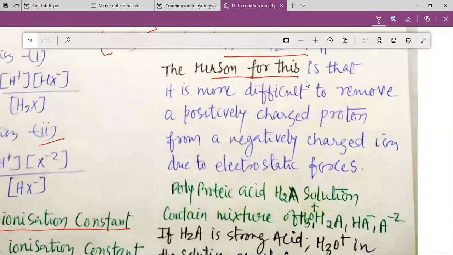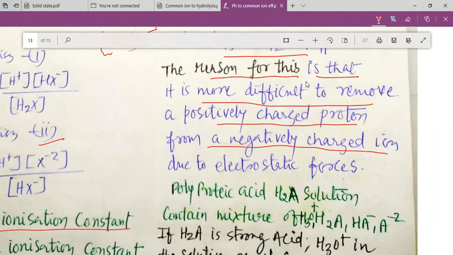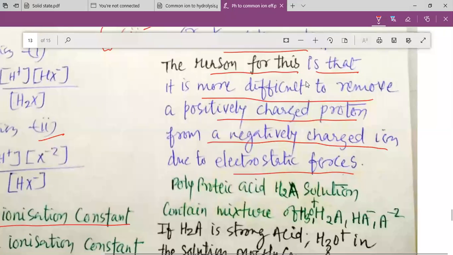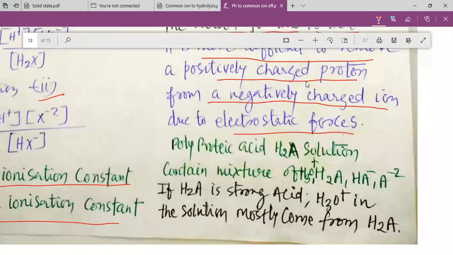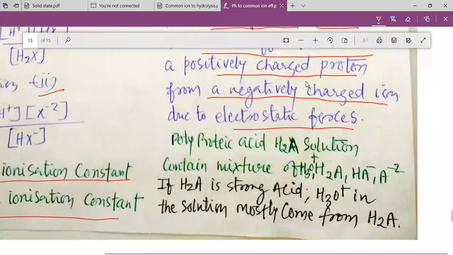The reason for this is that it is more difficult to remove a positively charged proton from a negatively charged ion due to the electrostatic forces. So when we get the ions formed, it is difficult to remove the positively charged ion from the negative ions, and that is why it takes more effort, and that is why the dissociation decreases.